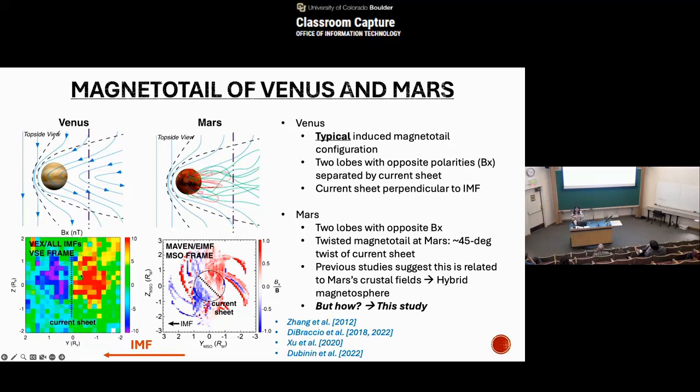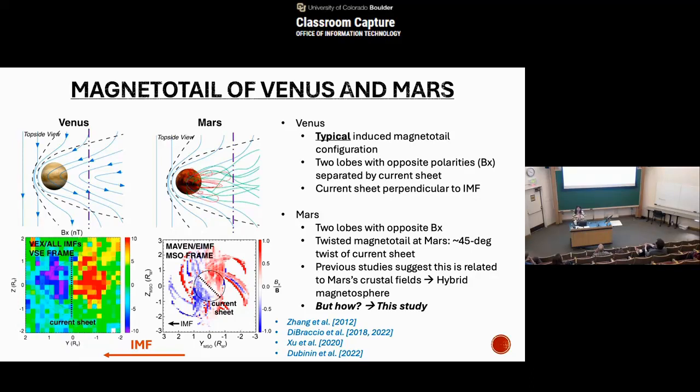This is different from Earth configuration, where it's more north and south separation. So the two opposite-directed magnetic lobes are separated by what we call a current sheet. This is where basically the magnetic field goes to minimum. But at Mars, what's interesting is instead of this simple east and west configuration, we see a tilt of the magnetic tail lobes and also a current sheet, about 45 degrees.